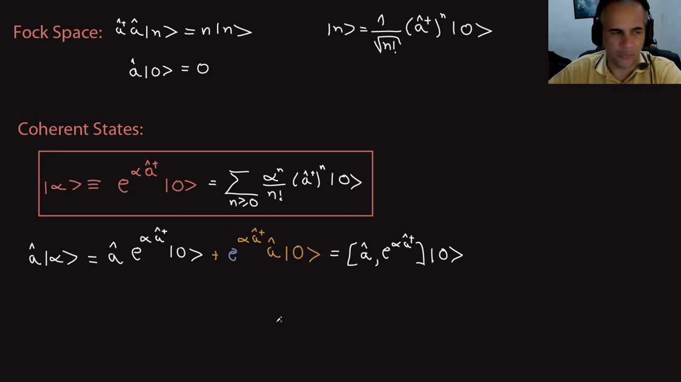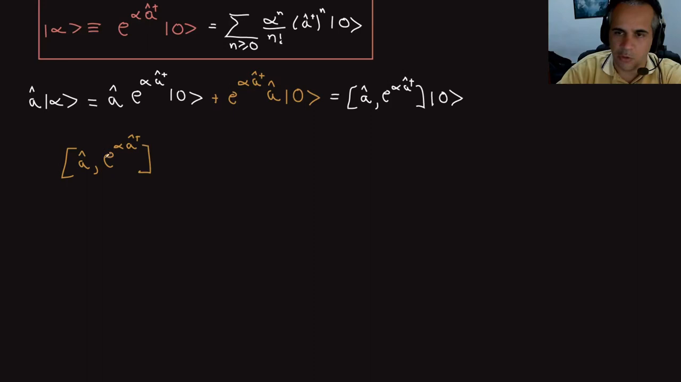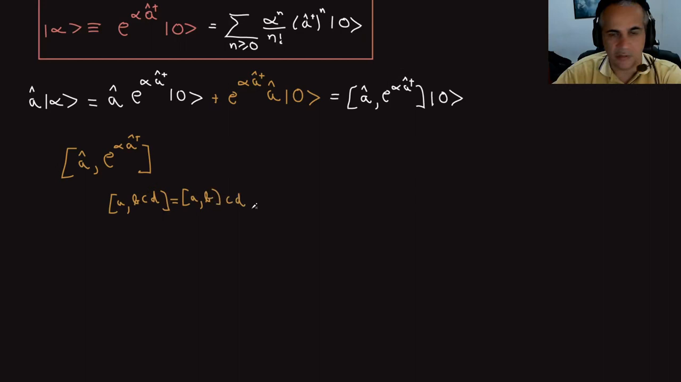Now let's take a look at this commutator, because I can put it in a better way. I'm interested in the commutator of a with the exponential of alpha a dagger. I'll expand this as a sum and use properties of the commutator. The property I want to use is that the commutator of one operator with a product is the commutator with each member: the commutator of A with B, C, D, plus B times the commutator of A with C, D, and so on. I'm using that here, but I have an infinite sum on this side.